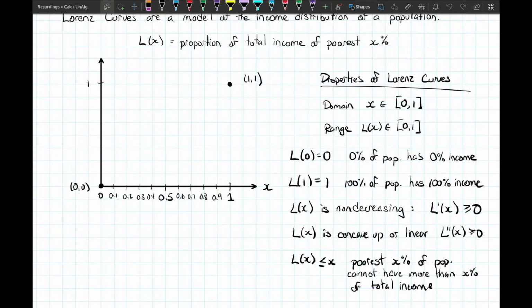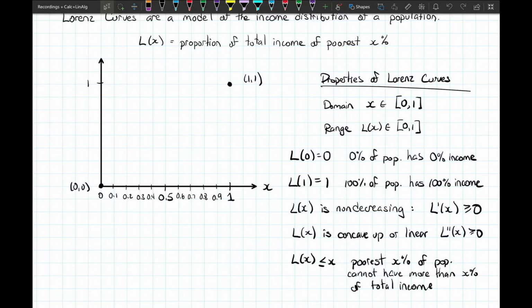Last but not least, another property is that the value of L of x is always less than or equal to x. This is because the poorest, say 40% of the population, cannot possibly have more than 40% of the total income. Even if everybody had exactly the same income, the poorest 40% of the population would be making the same as everybody else and therefore would only have as much as 40% of the total income.